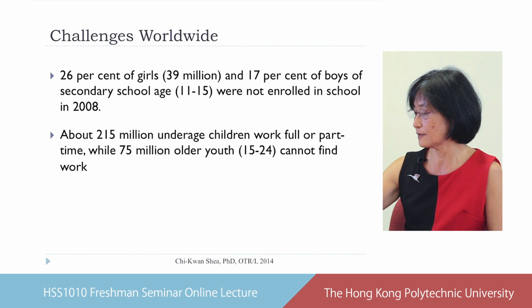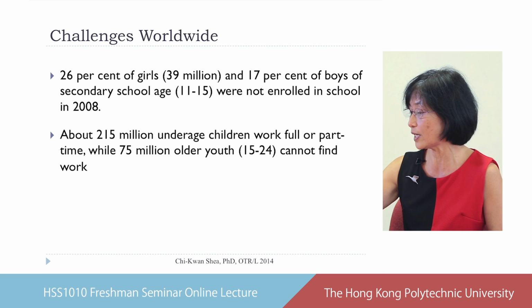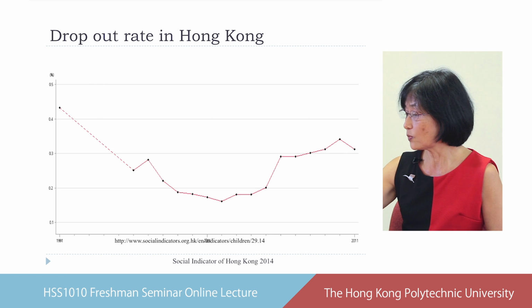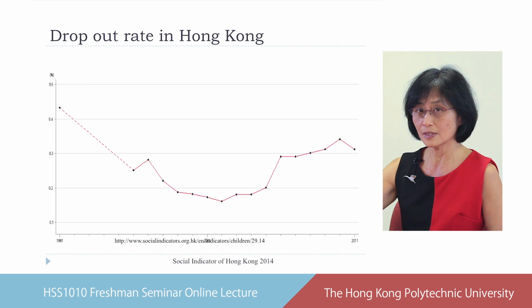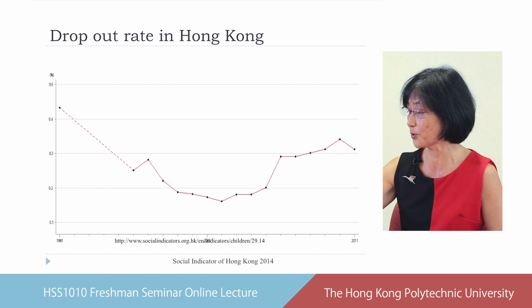From a world perspective, there is a significant number of school-age adolescents not receiving education and an even more alarming number of underage child workers, as well as unemployed eligible youth workers. The dropout rate was measured in Hong Kong between Primary 6 and Form 3, which is considered mandatory education. In 2011, it was only 0.31%, which is very low.